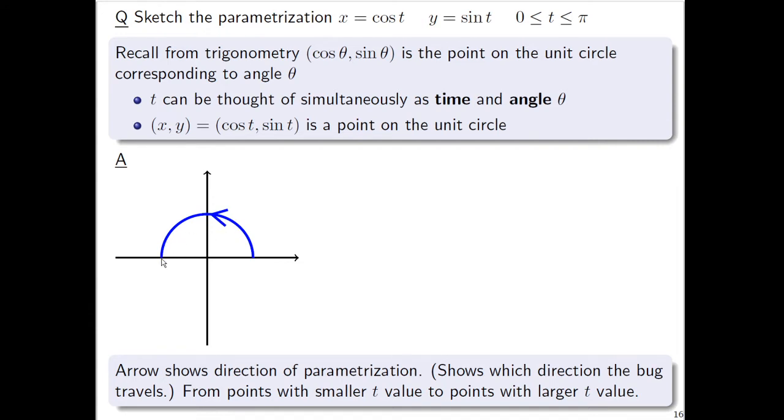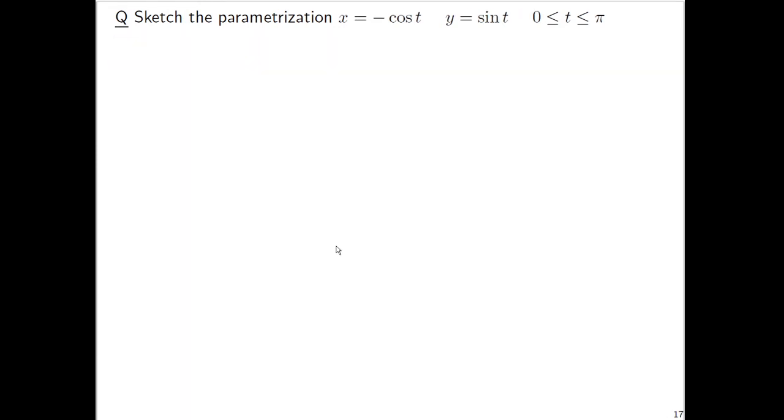So if you wanted the bug to travel in the opposite direction, there are ways to take care of that. You'd have to write the formulas for x and y, or at least one of them, a little differently. We won't get into that quite yet. I'm just trying to point out that the arrow represents what direction the bug moves. So it's like a one-way street, and the arrow indicates which direction the bug is traveling.